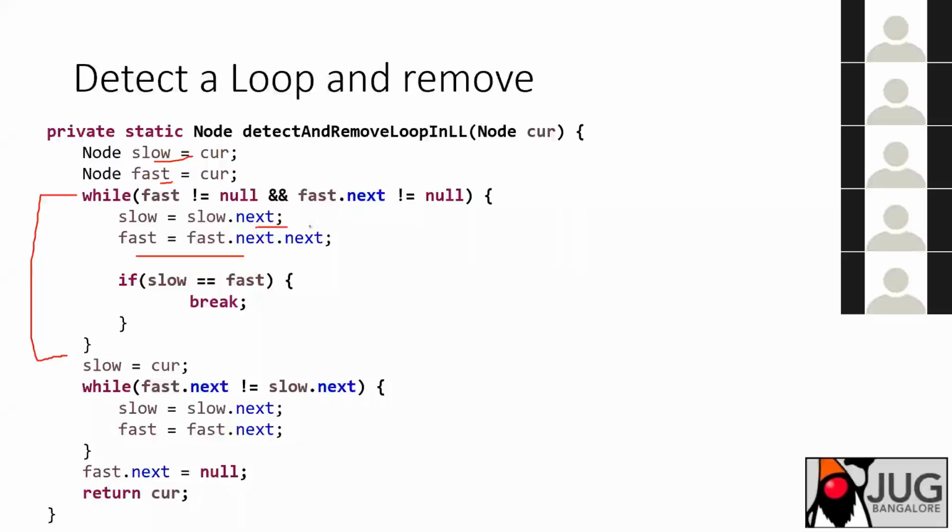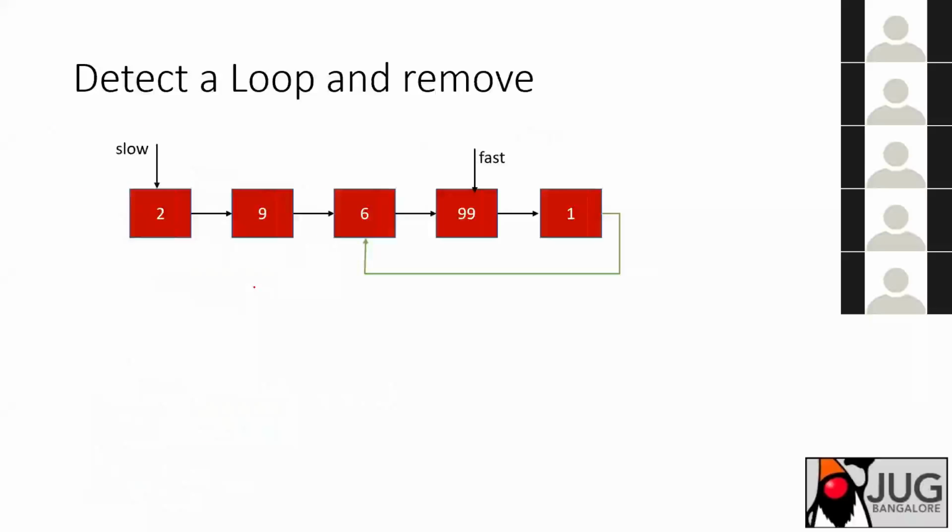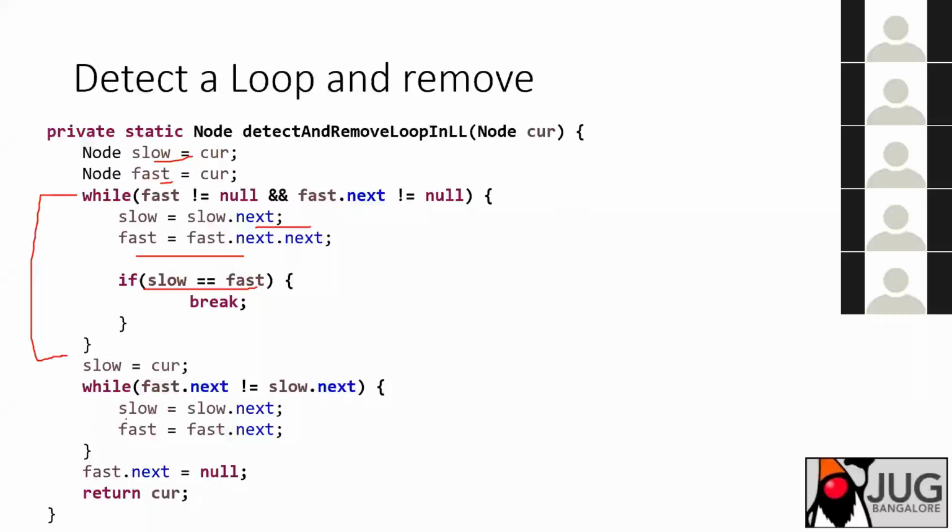So I moved to the next position, and then I detected a loop. Now I'm here, and here I detected a loop. Once I detect a loop, I will move my slow pointer back to the head reference. Okay, I moved the slow pointer back, and now I will check this condition.